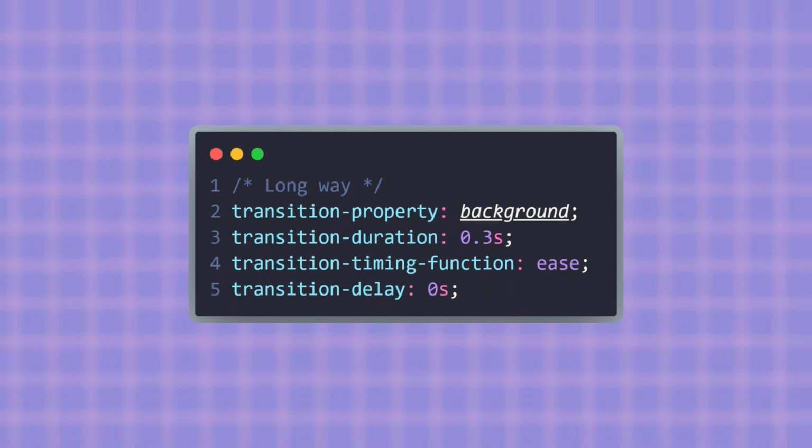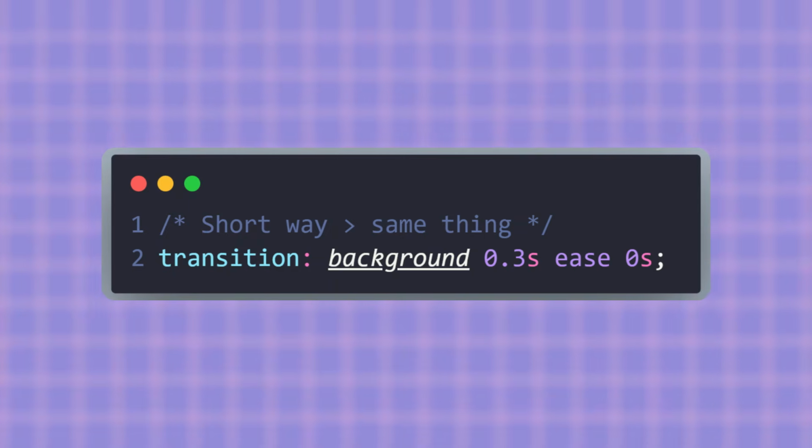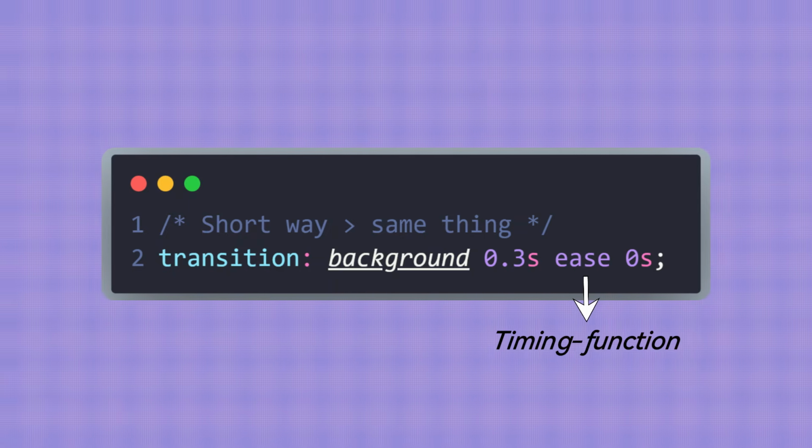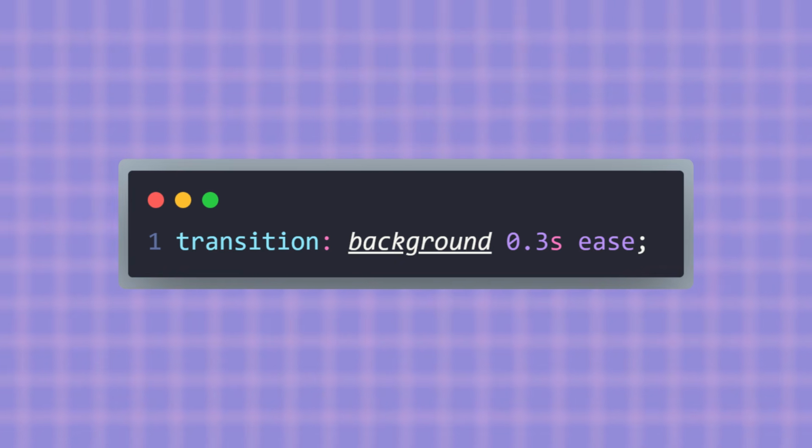So instead of writing 4 separate lines, you can combine them all in one. The order is always property, duration, timing function, delay. You don't have to write the delay if it's 0, so most of the time you will just write this.